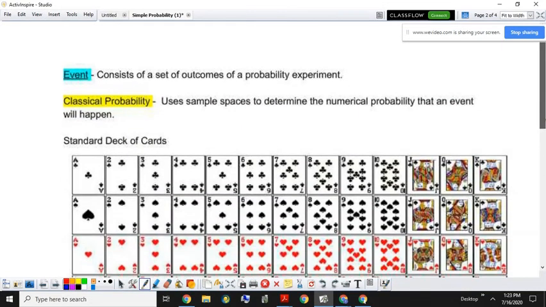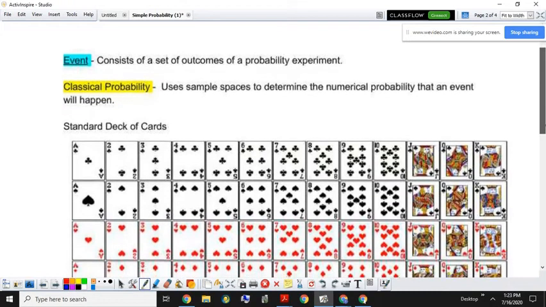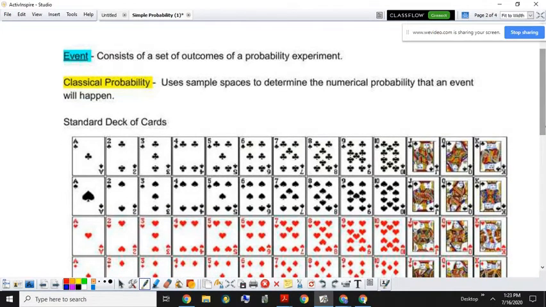Okay, the next one. An event consists of a set of outcomes. So that means you're going to be doing maybe one or more things. We're going to talk about three types of probability, highlighted in yellow. The first type is called classic probability. It uses just the sample space to determine the probability. You haven't done anything, so it's sometimes called theoretical probability.